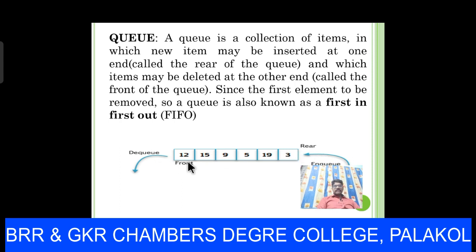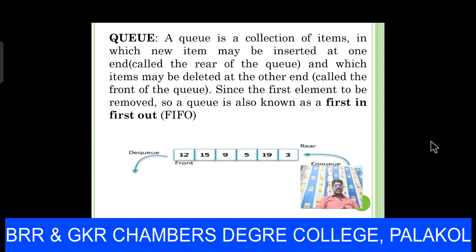So which element is deleted first? The first element is deleted. So the first person goes out. That is called front. The front person can be removed and the rear person can be added. This is the DQ operation, and this is the NQ operation, at the front and rear positions. So queue supports the principle first in first out. The first person can be moved first. That's why this is called first in first out principle.